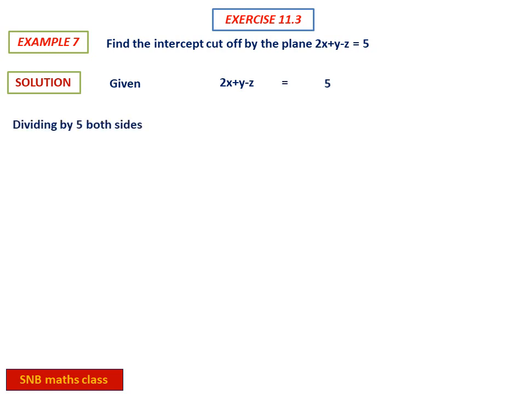So what you have to do is divide by 5, because on the right side we should get 1. Therefore dividing by 5 we get 2x by 5 plus y by 5 minus z by 5 equal to 1. So now it should be written in the standard form. So I can write it like this, x divided by 5 by 2 plus y divided by 5 plus z divided by minus 5 equal to 1.